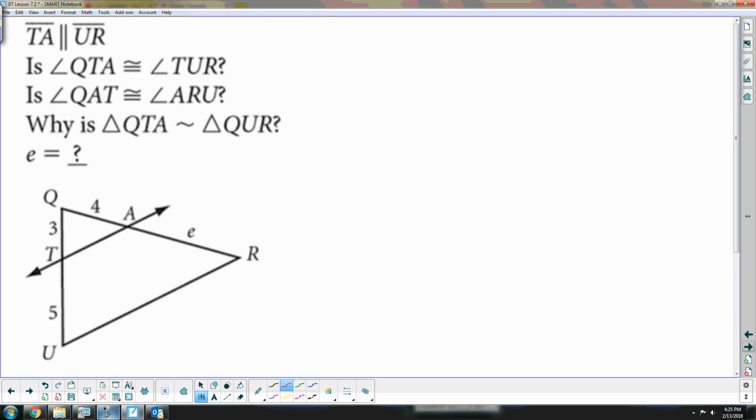All right, let's look at one more. It says that TA is parallel to UR. Is angle QTA, so is this angle, congruent to angle TUR? Think of your corresponding angles that you have with parallel lines. Yes, those two would be congruent because they're corresponding angles.